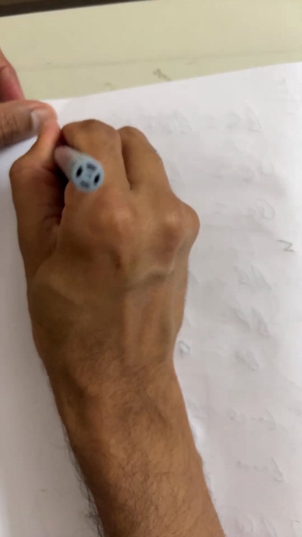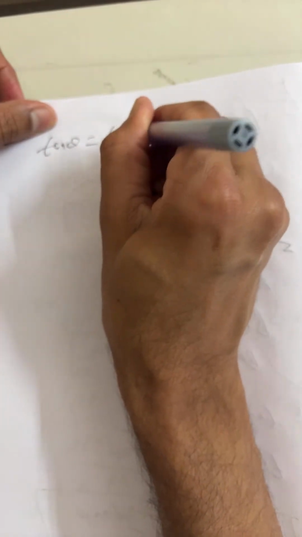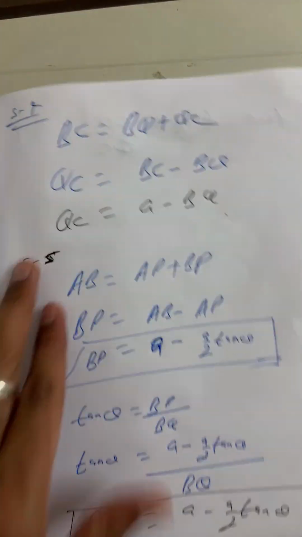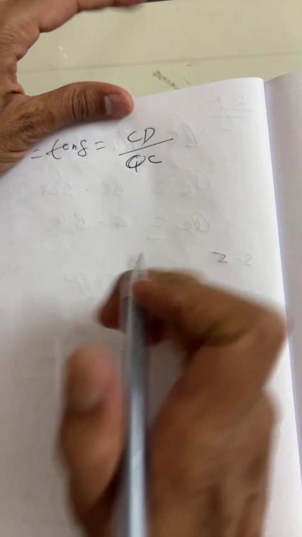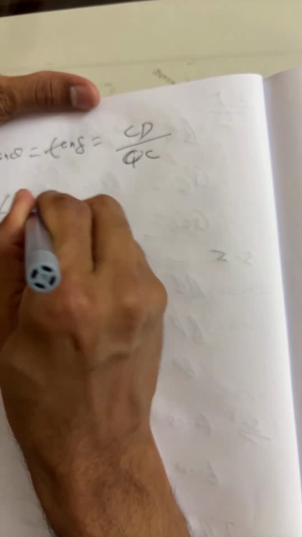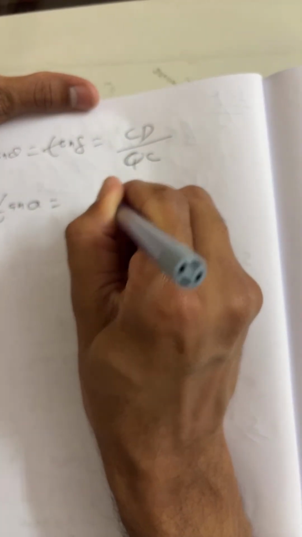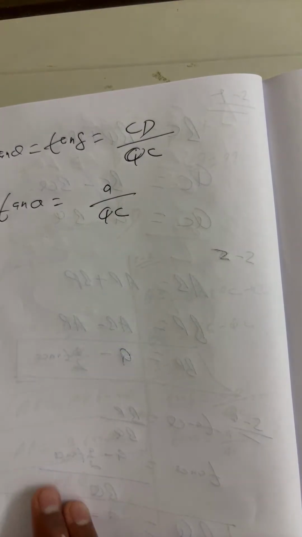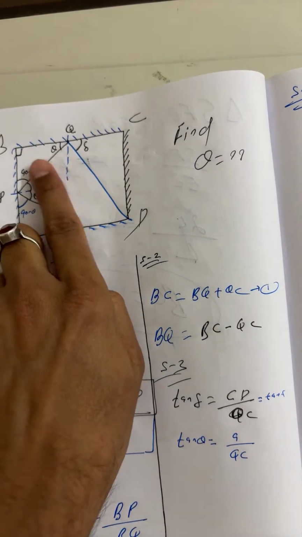So here I can write this is tan theta. Tan theta is what? You can say CD by QC. QC we have already found. For this condition, this is tan theta, CD is A upon QC. CD is A upon QC. QC we can write from here.